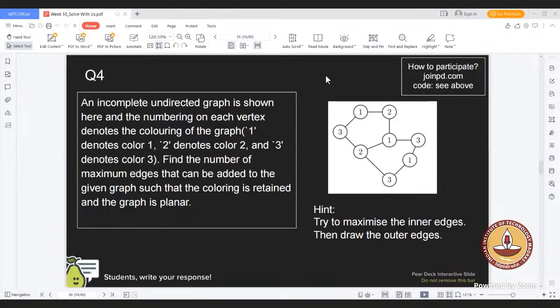Try to connect the maximum number of edges. For example, this 2 can be connected to this 3 also via an outer edge. So if you draw like this, it will be connected like here. So try to maximize the number of edges that can be drawn. Okay.